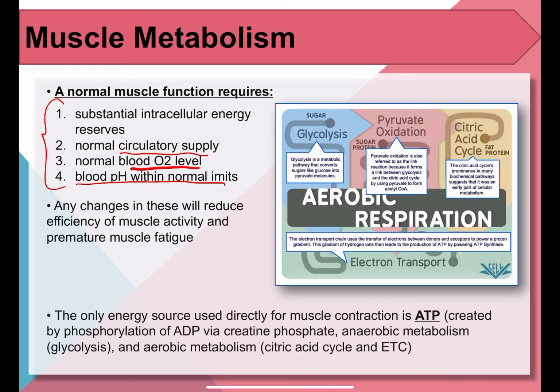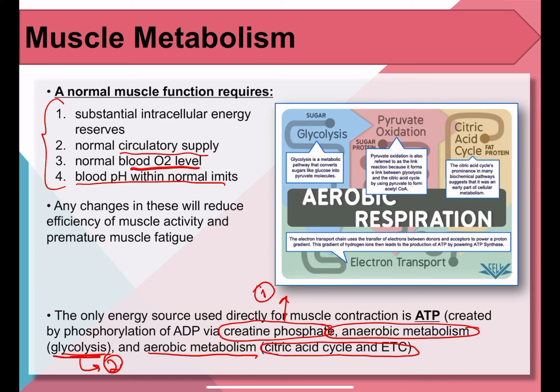The only energy source our bodies can directly use for muscle contraction is ATP. There is no other substitute, but there are a number of ways we can generate ATP for our muscle fibers. For example, via something called creatine phosphate, that's way number 1. Anaerobic metabolism, which is mainly glycolysis, is way number 2, and then aerobic metabolism, which is your citric acid cycle and electron transport chain, is way number 3.